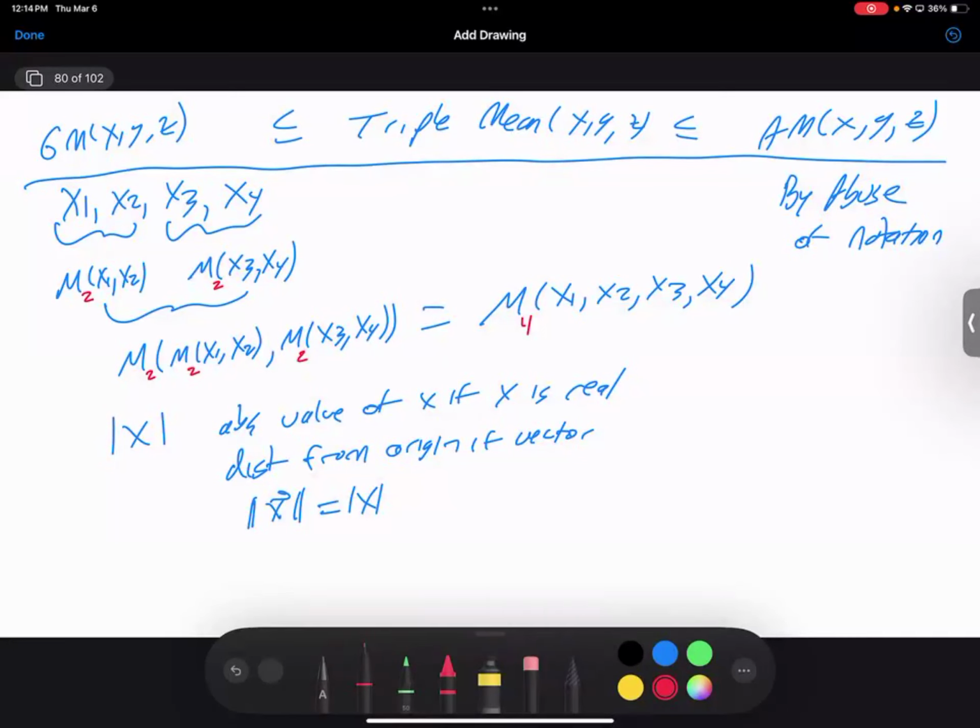Is there any reason why I'm looking at four items and not three items? I mean, why am I taking four items and not three? So I can group them. I can talk about the mean of two items and the mean of two items and the mean of those two means. If I had three items, would I expect something like this to hold?